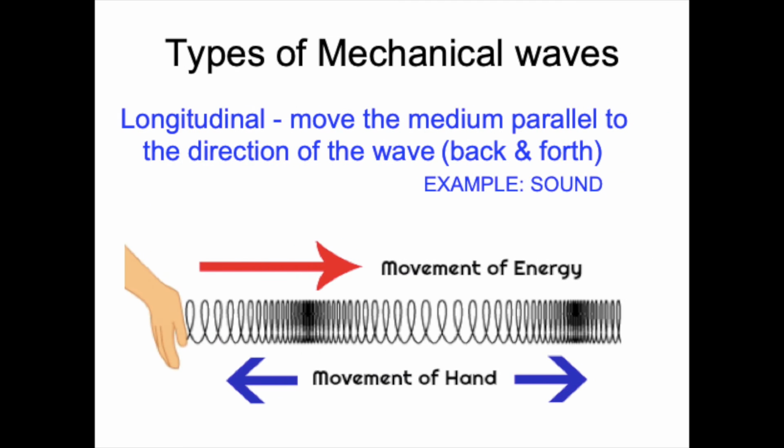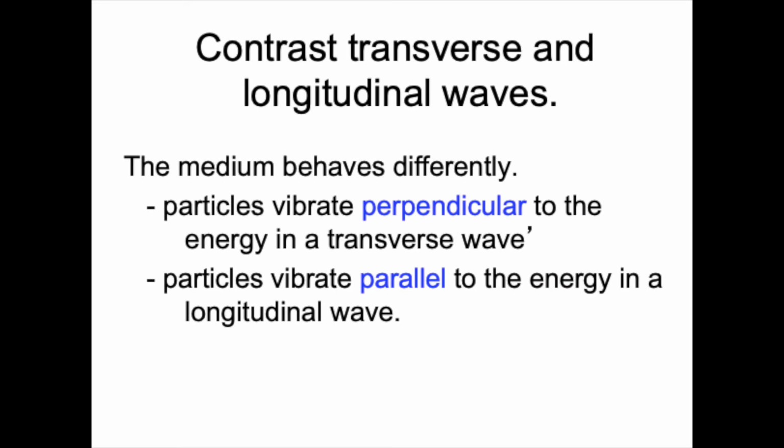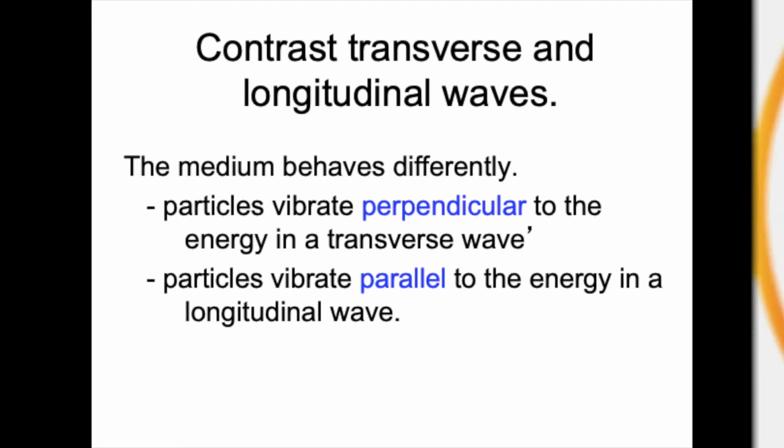The second type of mechanical wave is a longitudinal wave. It moves the medium parallel to the direction of the wave, back and forth, like a slinky if you think of it that way. An example of a mechanical wave that has this form is sound. Take a moment and contrast transverse and longitudinal waves. 1. Particles vibrate perpendicular to the energy source. 2. Particles vibrate parallel to the energy.